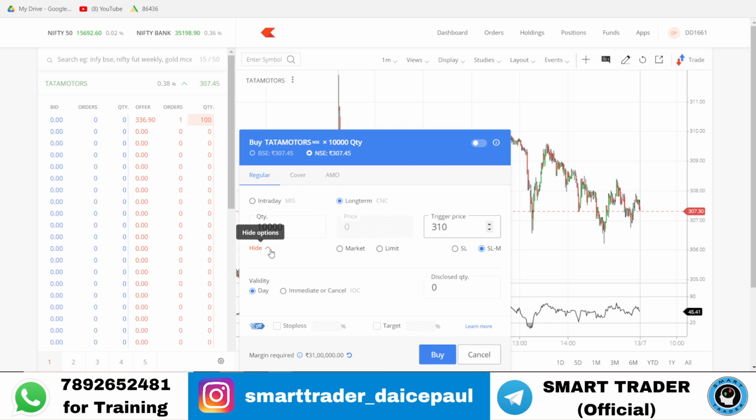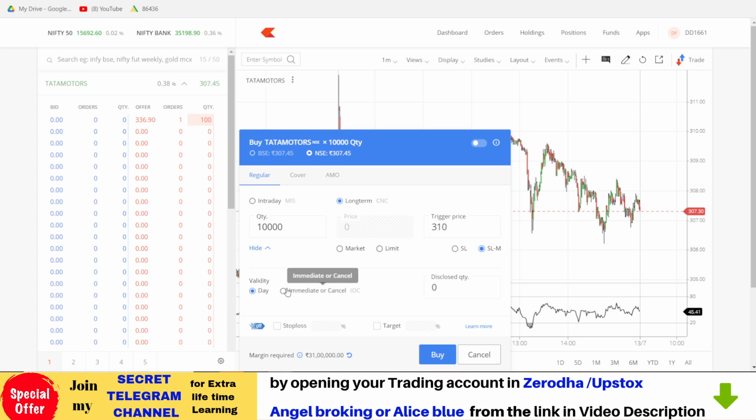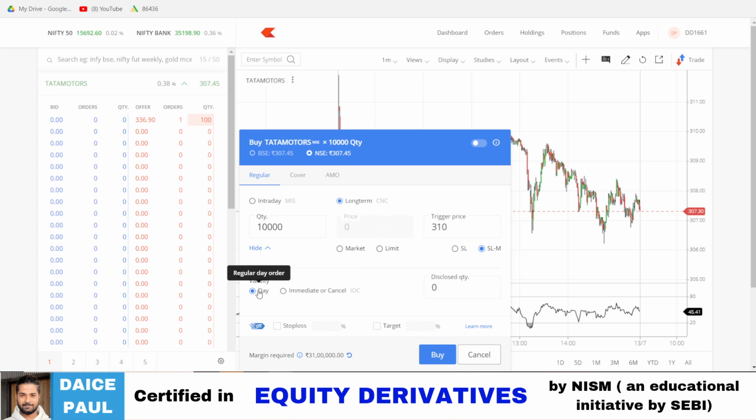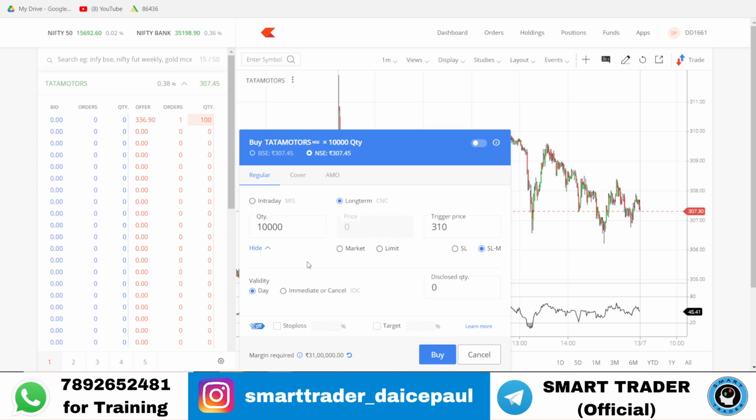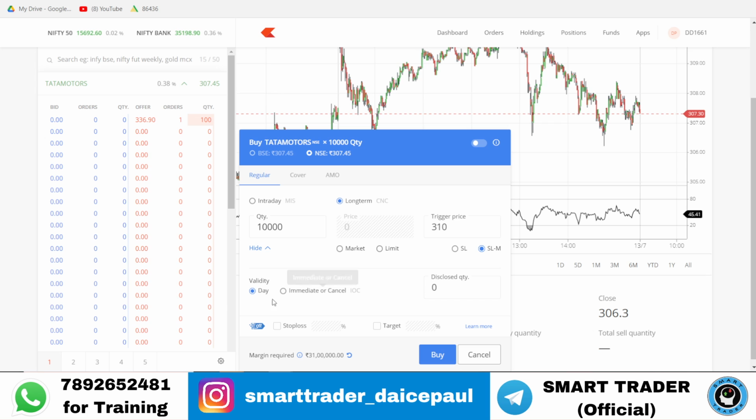Apart from that, we have something else. If you click on more, you have something called validity: day or immediate or cancel. Basically, immediate or cancel is nothing but, if your order doesn't get triggered and the price crosses your order, then it will cancel. So it is like immediate or cancel, I don't want to hold it. But with day validity, it will be valid for the whole day. So with this order, like I told you, 5,000 will get triggered, and the remaining 5,000 will be pending for the whole day. Whenever the price comes, it will be used. But here, as soon as 5,000 is triggered, the remaining 5,000, which didn't trigger, will cancel. So that is immediate or cancel. You can use it like that. Generally, most of us use only the validity as day.